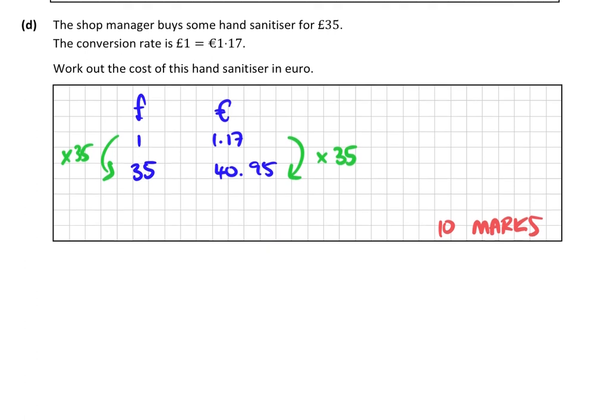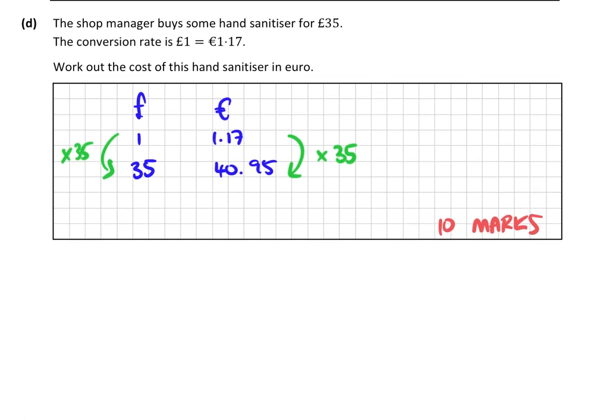Moving on to part D. Part D says a shop manager buys some hand sanitizer for £35. The conversion rate is £1 is equal to €1.17. Work out the cost of the hand sanitizer in euro.